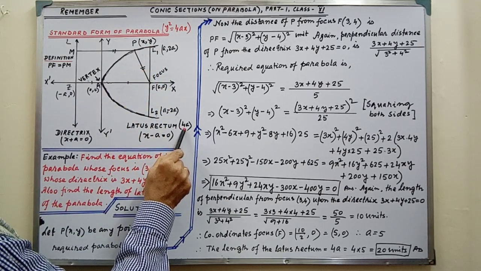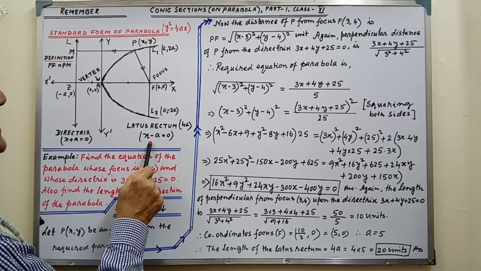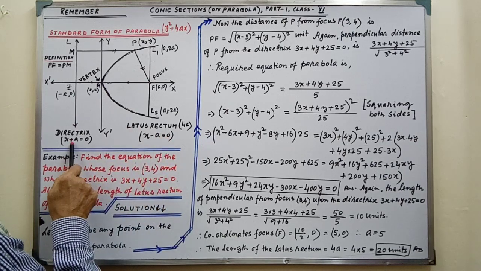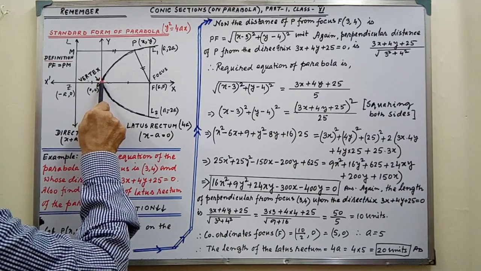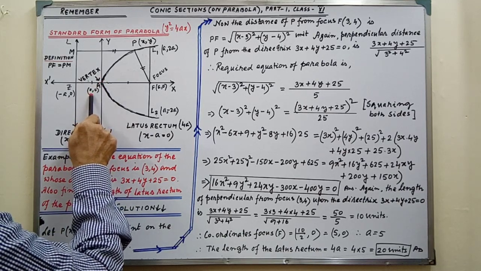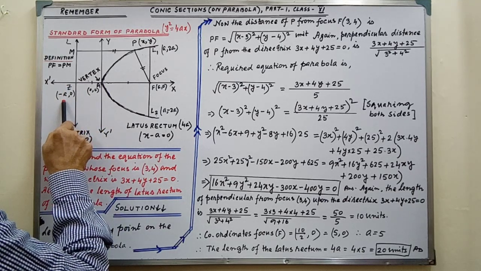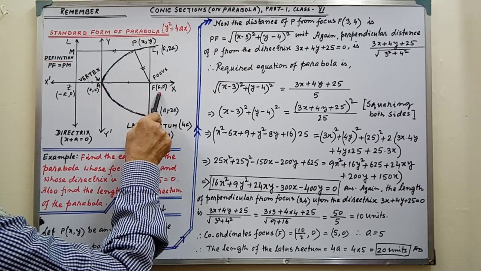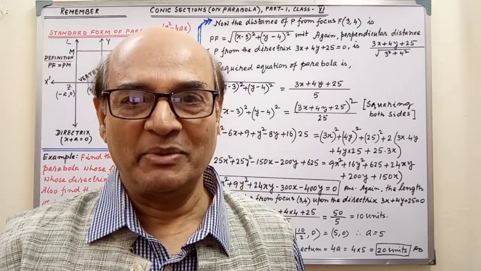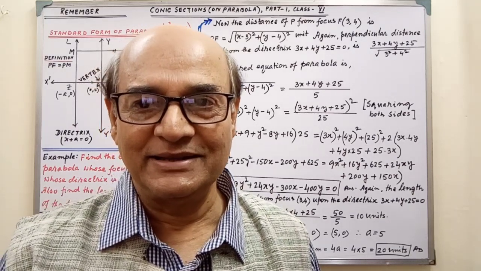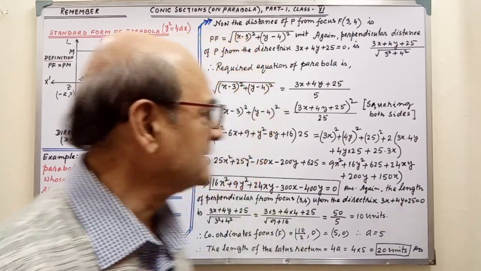Length of latus rectum is 4a, and equation of latus rectum is x minus a equal to 0, and equation of directrix is x plus a equal to 0. The vertex is coordinate 0, 0, this coordinate is minus a, 0, and coordinate of focus is a, 0. These are the information you have to remember. If you understand this diagram clearly, then easily you will get the solution of the sum.